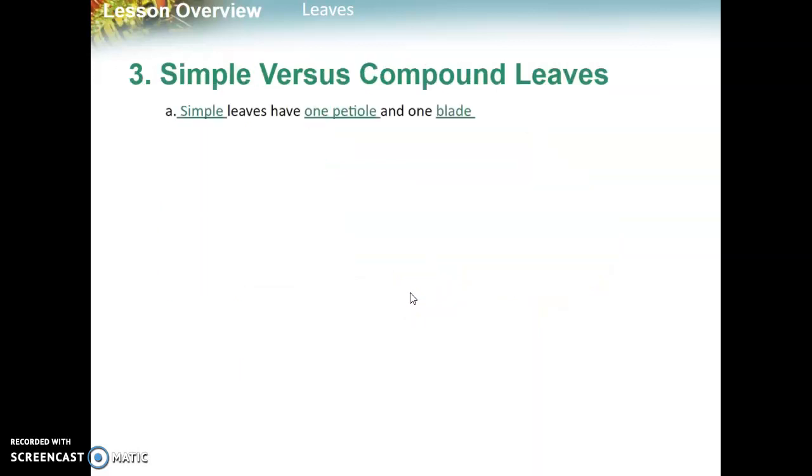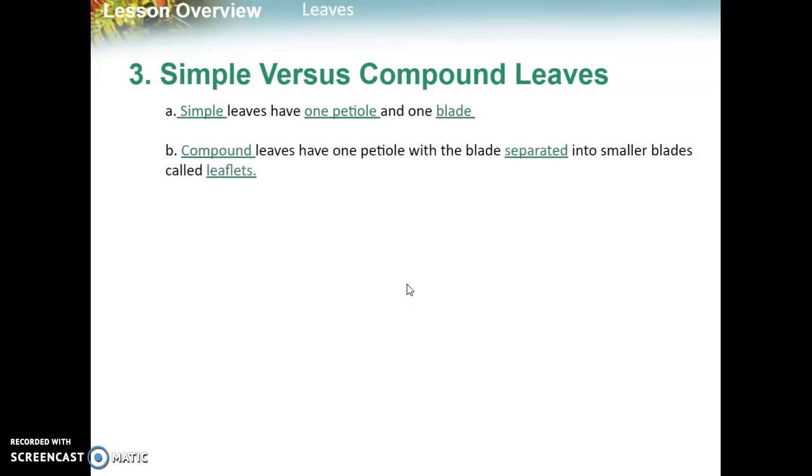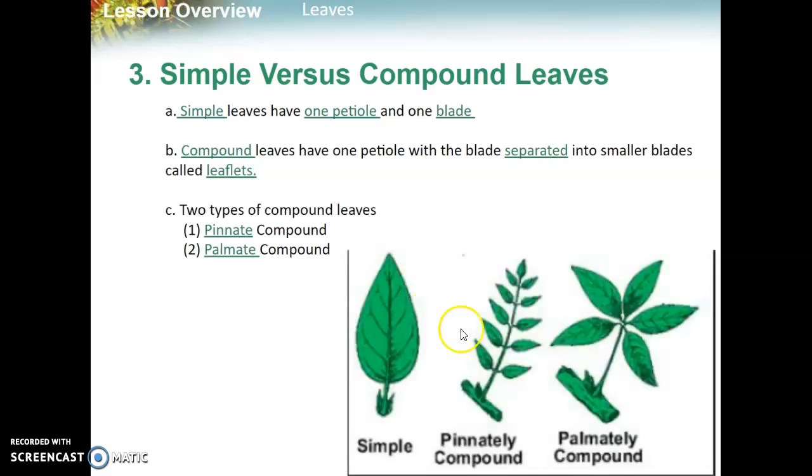Now, there are two basic kinds of leaves. The first one is called a simple leaf. It has one blade and one petiole. The other is called a compound leaf. And there are two kinds of compound leaves. So I want to get here to the pictures. Here's a simple leaf. One blade, one petiole. Here's a compound leaf. There's two different kinds.